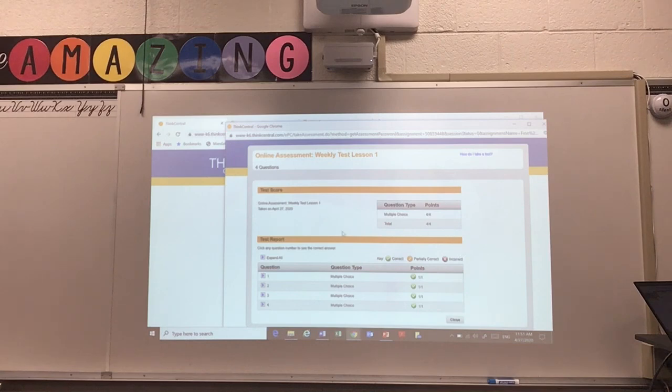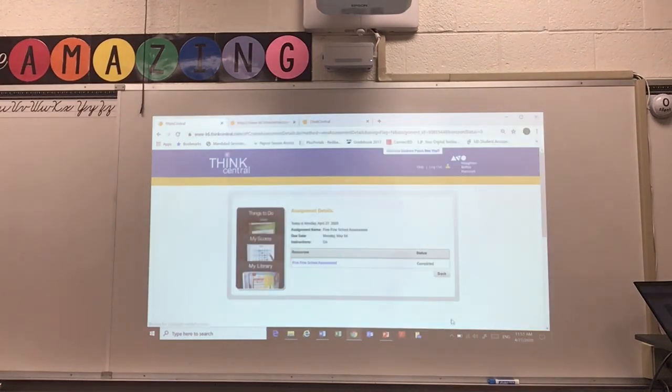And it's going to, oh, well, I did really well. I got all 4 of them right. So it says 4 out of 4. All 4 of them were right. And now your teacher can open this up on her computer and she can see how you did on your test. And once you're finished taking the test, you can click close, and then it's going to show that this assessment has been completed. Okay?